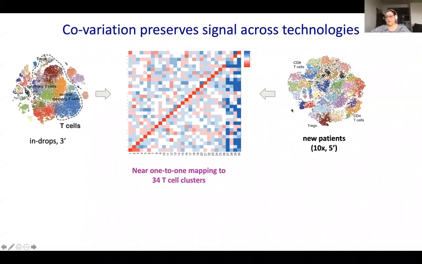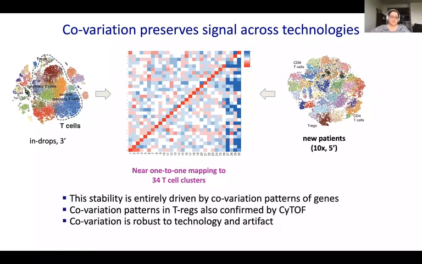This we couldn't get when we applied other methods, but because we really searched for these covariation patterns, and because these covariation patterns reflected something real in biology, whether we use this set of T cells collected from these patients in that technology, or a completely different set of T cells in a different technology 3 years later, we got the same underlying covariate structure, which allowed us to get almost a perfect 1-to-1 mapping with the T cells that we found, really stressing how important this covariation is to really get robust signal.